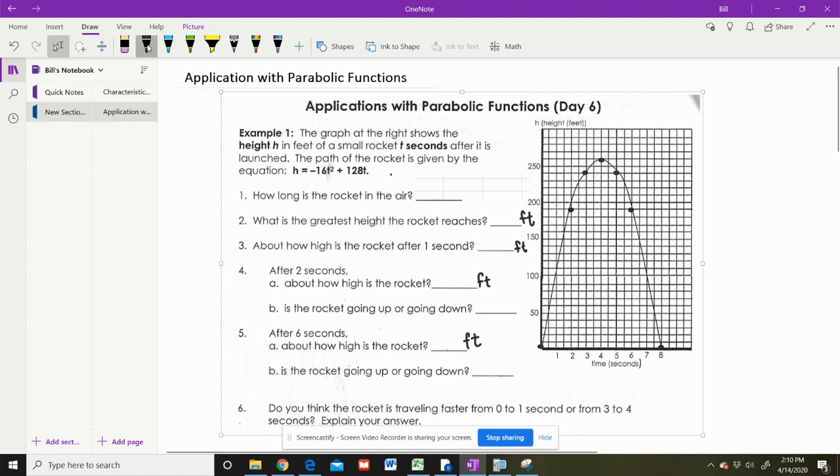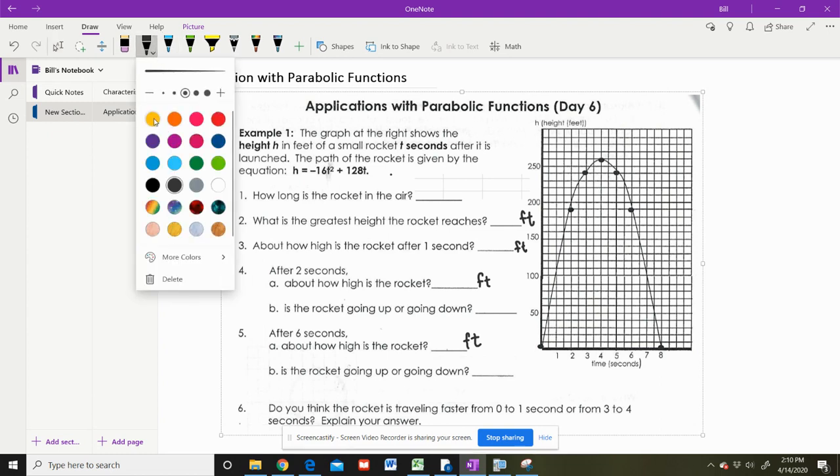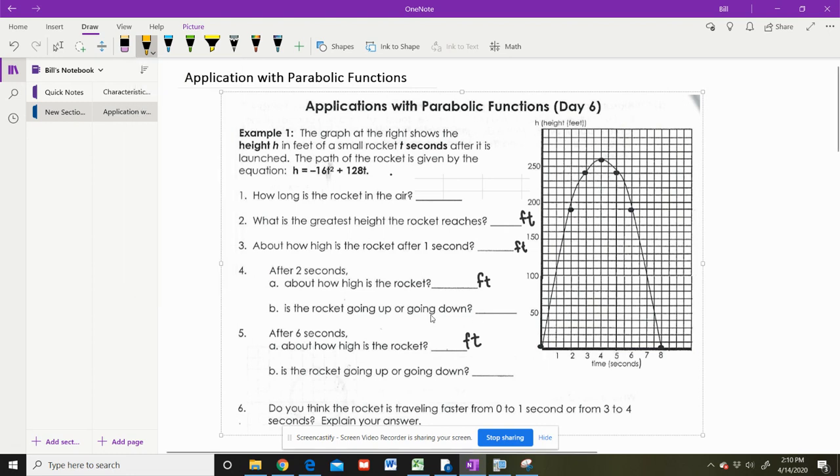So all we have to do on this one is, we'll take a look. We go, okay, it starts on this 0 right here. So it starts at 0, even though it's not listed. And then it goes all the way to 8 seconds, which is when it hits the ground again. So the rocket is in the air for 8 seconds. Right. So 8 seconds, make sure you put your units on there. It says, what is the greatest height the rocket reaches?